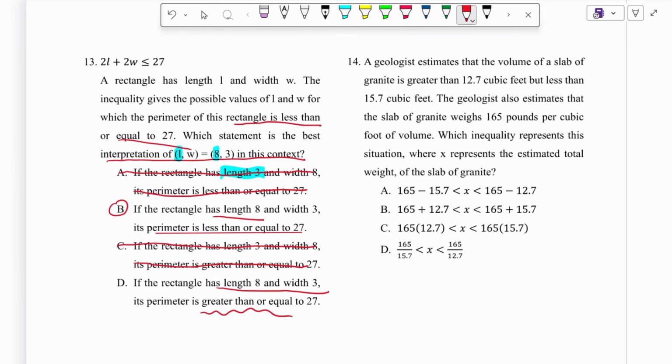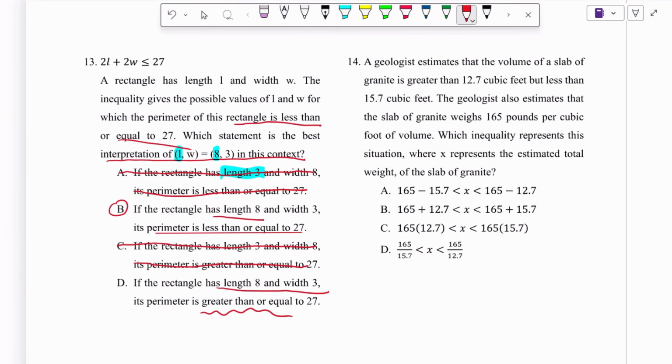Take a look at 14, one of the most missed problems on this packet. A geologist estimates the volume of a slab of granite is greater than 12.7 cubic feet, but less than 15.7 cubic feet. The geologist also estimates that a slab of granite weighs 165 pounds per cubic foot. Which inequality represents this situation where X represents the estimated total weight of the slab of granite? So what I like about these answer choices here is you have high bounds and you have low bounds, the left values and the right values.